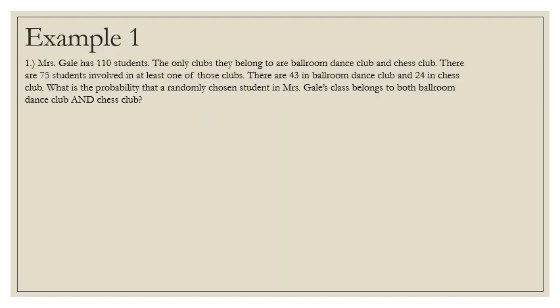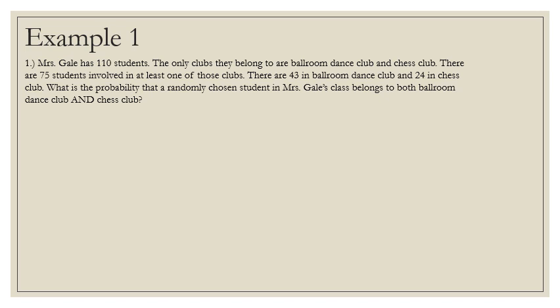All right, so let's try an example. Mrs. Gale has 110 students. The only clubs they belong to are the ballroom dance club and the chess club. There are 75 students involved in at least one of these clubs. There are 43 in ballroom dance club and 24 in chess club. What is the probability that a randomly chosen student in Mrs. Gale's class belongs to both ballroom dance club and chess club? Okay, so this is an AND probability.